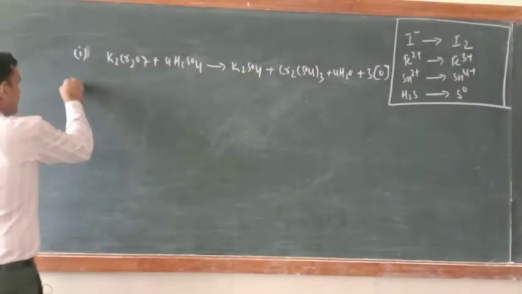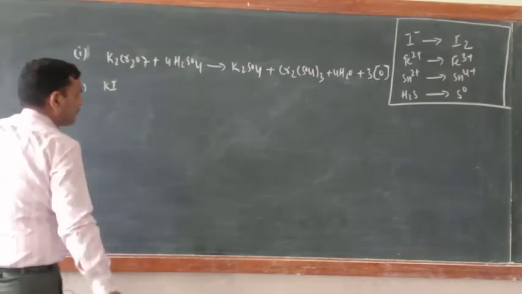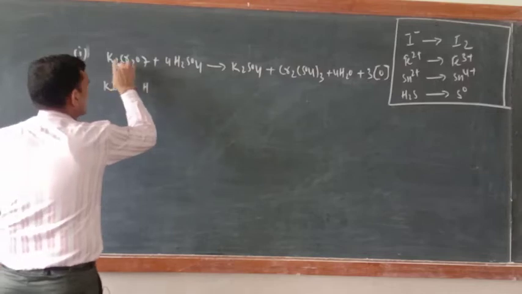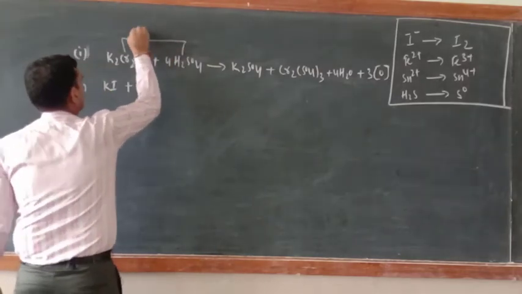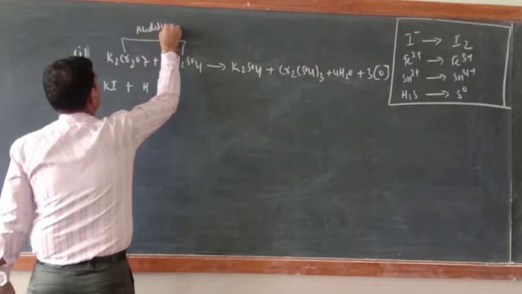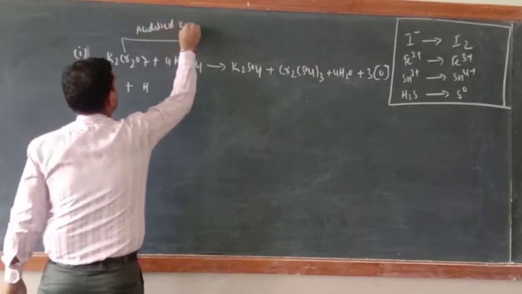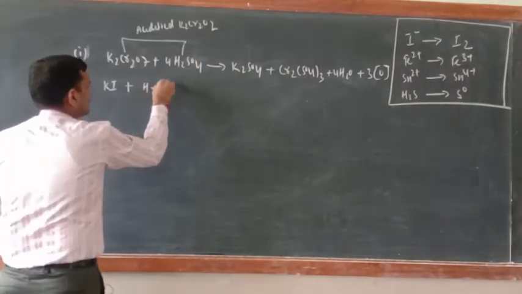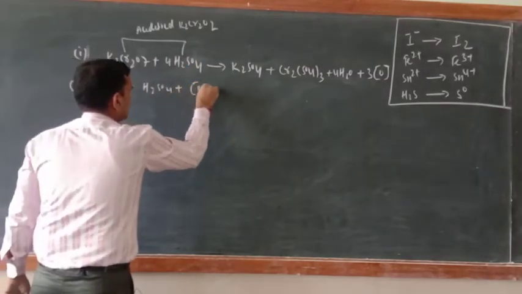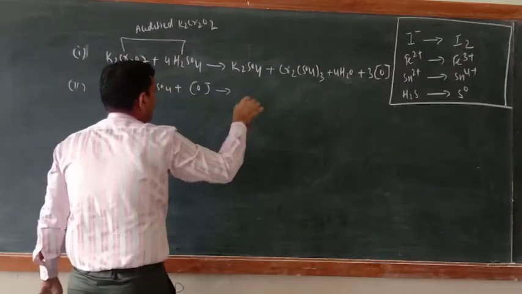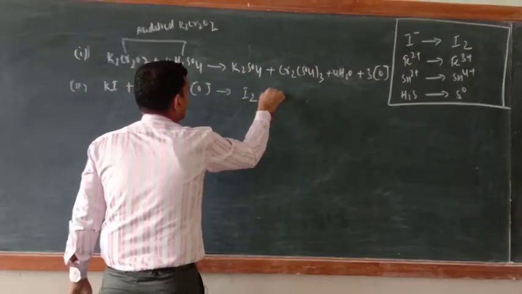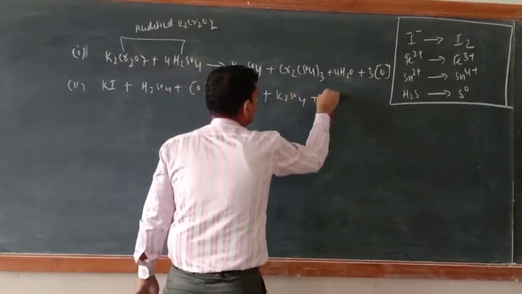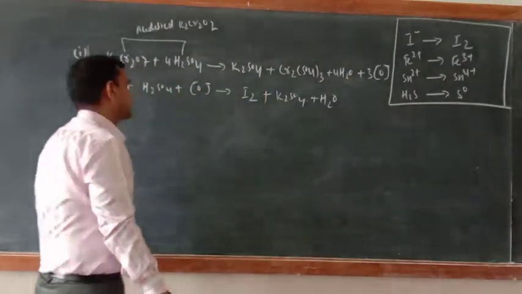I am taking here KI, potassium iodide, plus H2SO4, because this is acidified potassium dichromate, K2Cr2O7. So the meaning is H2SO4. Now H2SO4 plus nascent oxygen. So what would be the product? One product here would be I2 plus K2SO4 plus H2O. Okay. In the first step 3 oxygen is evolved.